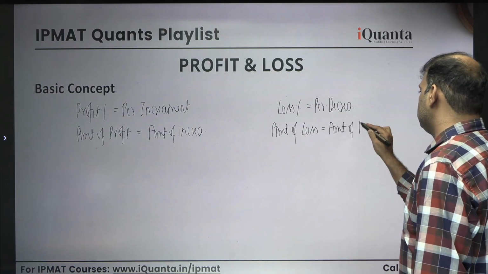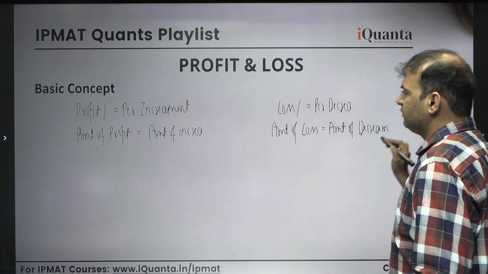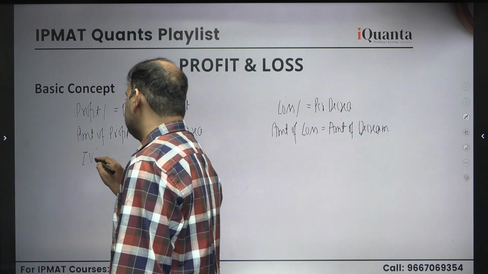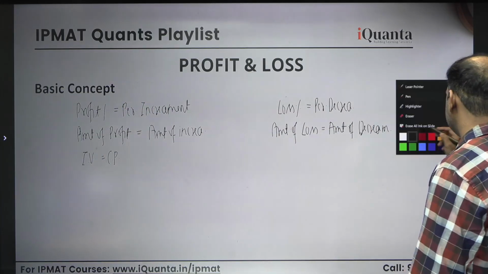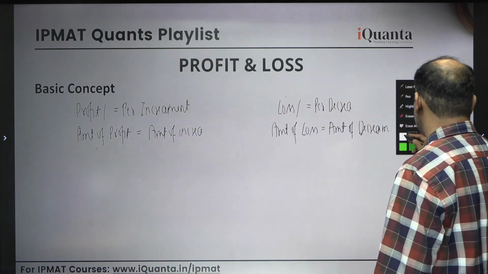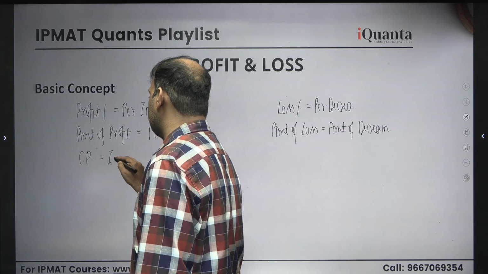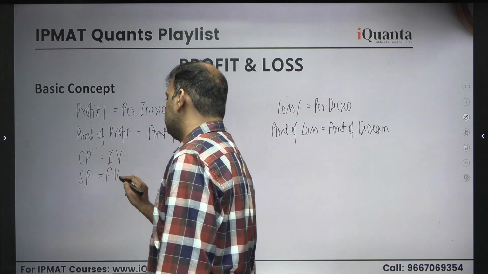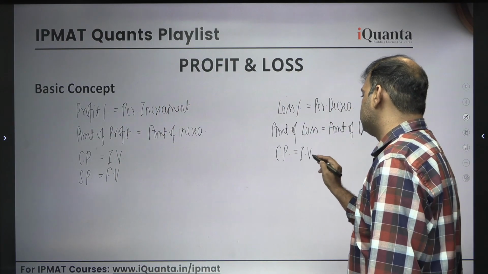Similarly, if we talk about the initial and final values, we can say that in both of these processes, the initial value is the cost price and the final value is the selling price. The cost price is the initial value in both the processes and the selling price is the final value in both of these processes. All right, let me write this here as well. Cost price is the initial value and the selling price is the final value.